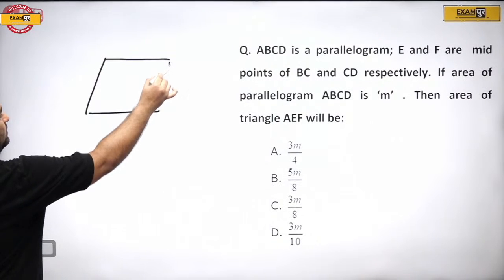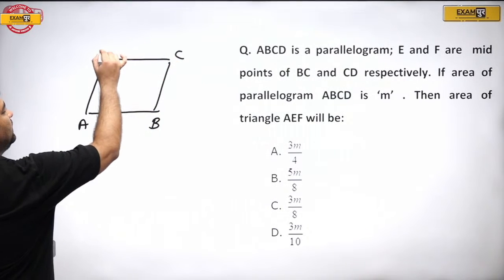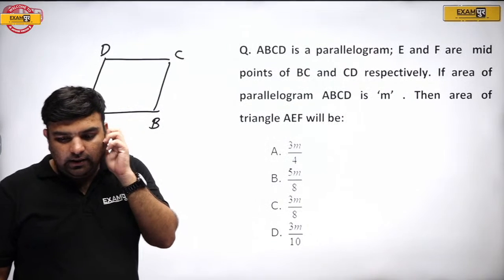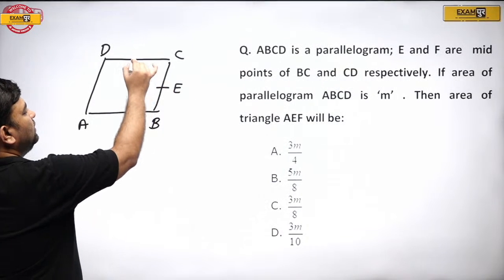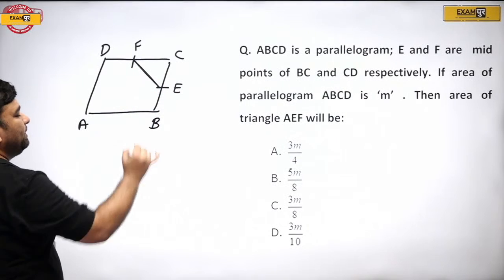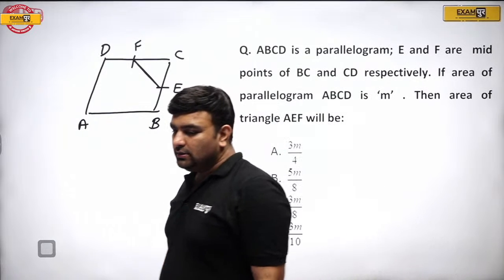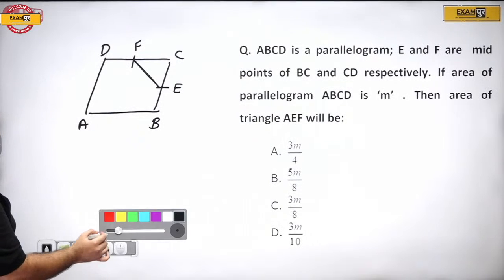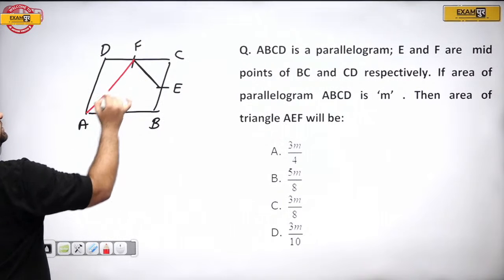ABCD is a parallelogram. E and F are the midpoints of BC and CD. They are asking the area of triangle AEF. Join it.